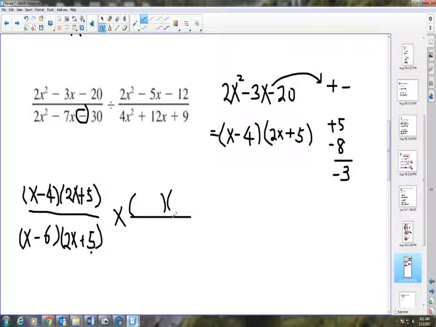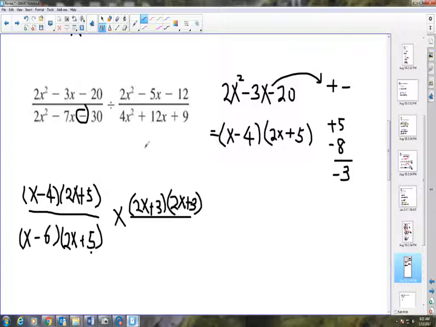Alright, times the reciprocal. So that means this denominator in the original problem will flip to the top. So let's factor this denominator here. For 4x squared, here I'm going to use 2x and 2x. 9 will be 3 and 3. Okay, my outer is 6, my inner is 6. That combined will be a positive 12. Since my last sign is positive, I will add my inner and outer, or my two signs will be the same.